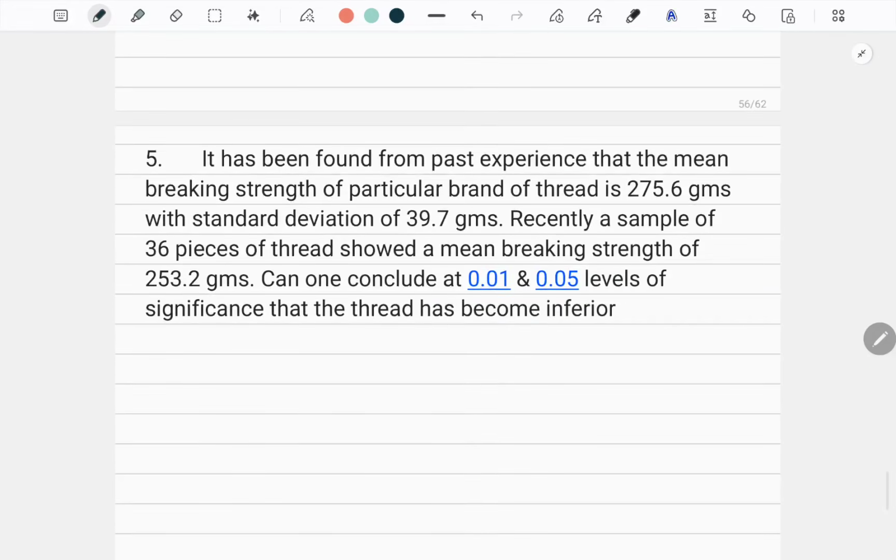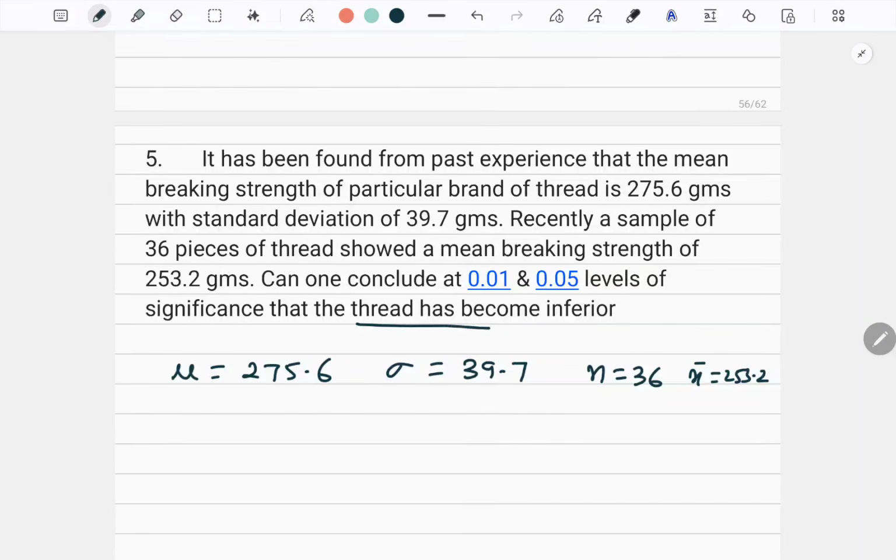Okay. It has been found from past experience that the mean breaking strength of a particular brand of thread is this, with standard deviation this. Recently a sample of 36 pieces, okay, so it's a very direct question. Mu is equal to 275.6, sigma is equal to 39.7, n is equal to 36, and x bar is equal to 253.2. So now fix your hypothesis first. Okay. So for the hypothesis you can write thread has an inferior strength like that, or you can just write mu is equal to x bar. Okay. Now calculate your z.